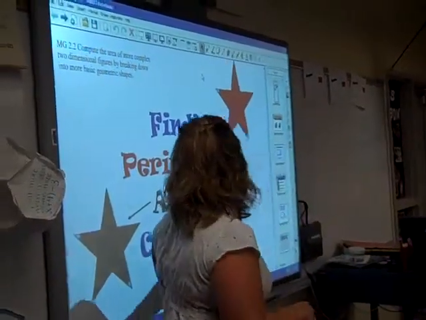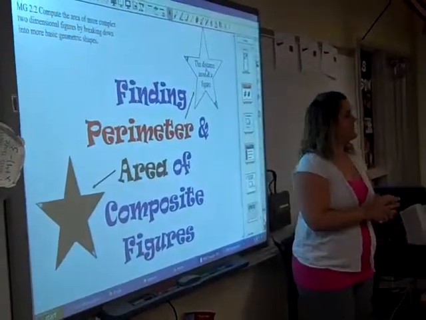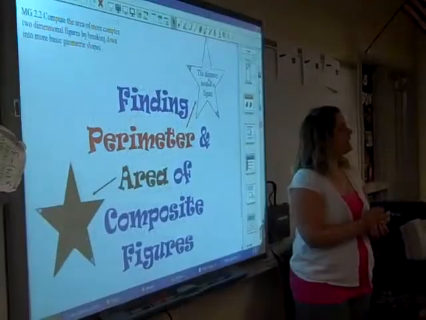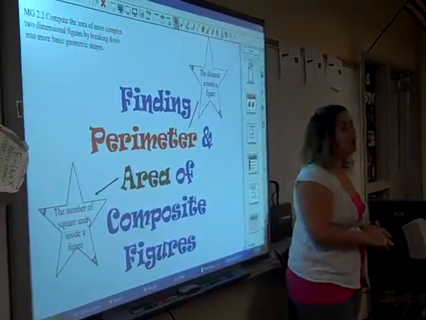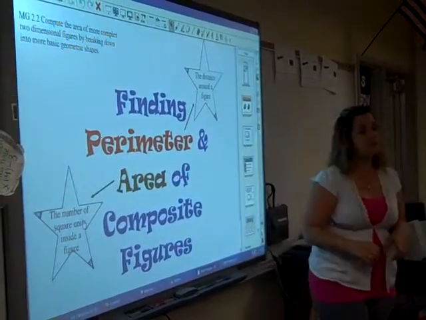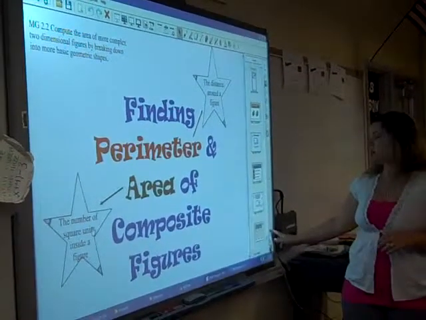We're learning about finding perimeter and area of composite figures. What is the area? When we talk about finding area, it's the inside of the shape, or the number of square units inside the shape. And when we're talking about composite figures, we're talking about a whole bunch of different figures put together.